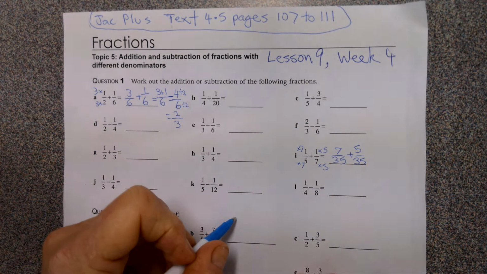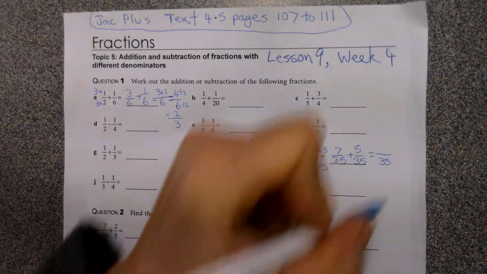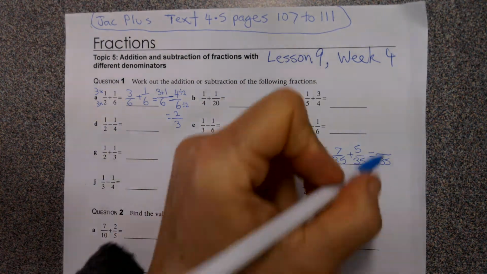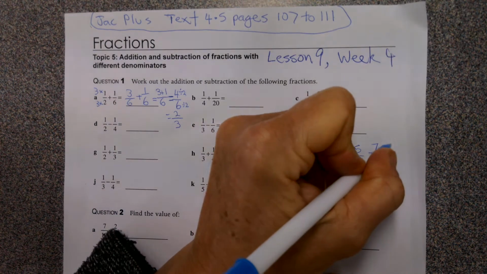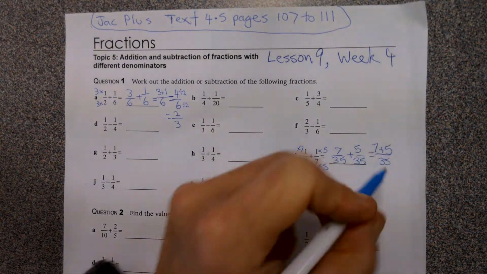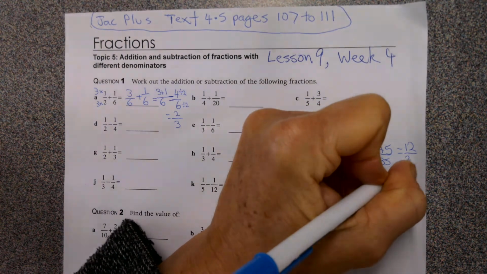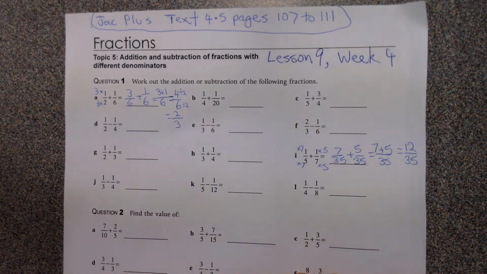Now, we look at that and we say, right, we've got the same denominator, so we can keep that name. And we can add the numerators, 7 plus 5. So adding them together, 7 plus 5 is 12. And then we've got 35 on the bottom. We can't simplify that fraction. They're not both divisible by 3 or 4 or 2. So that is the answer.